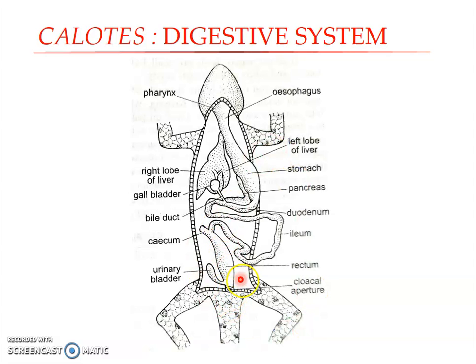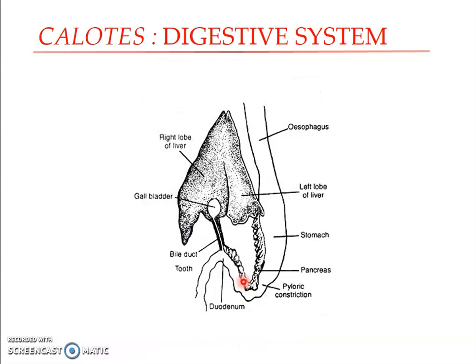So this is the simple structure of the digestive, the alimentary canal of the Calotes. Now, regarding the next part of the digestive system, it is the digestive glands. Digestive glands include mucus and salivary glands, then gastric glands, liver, pancreas, and intestinal glands. In the buccal cavity are present a few unicellular mucus and salivary glands. The major digestive glands include the liver and the pancreas.